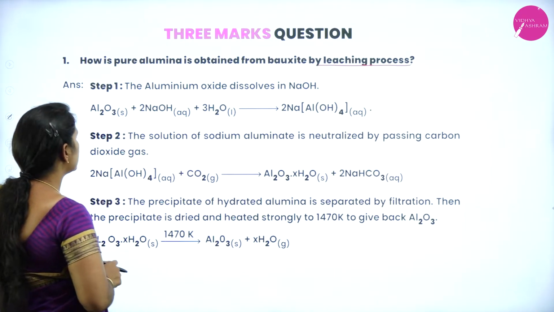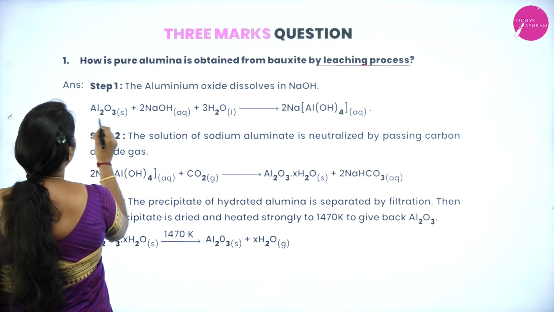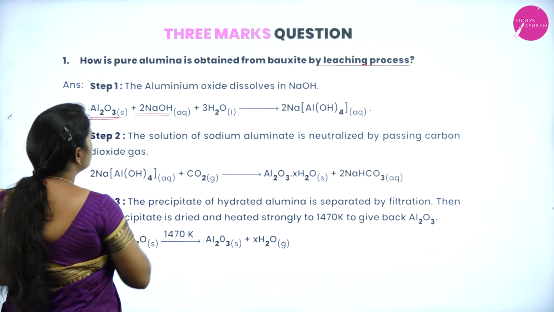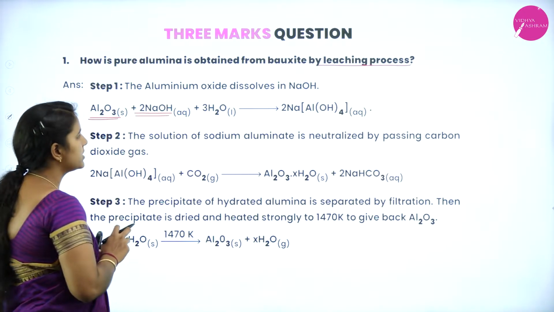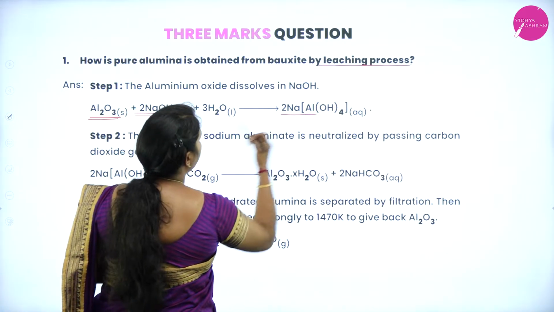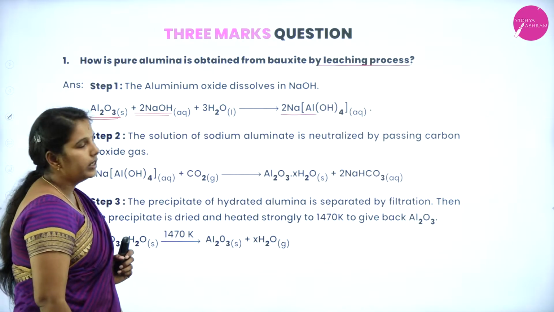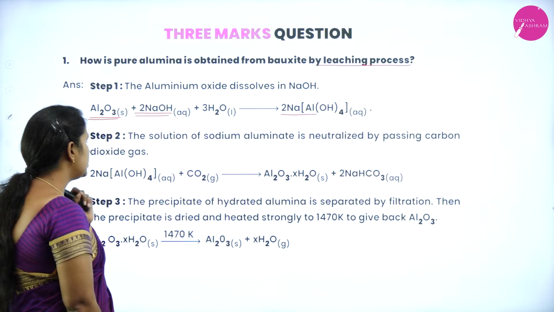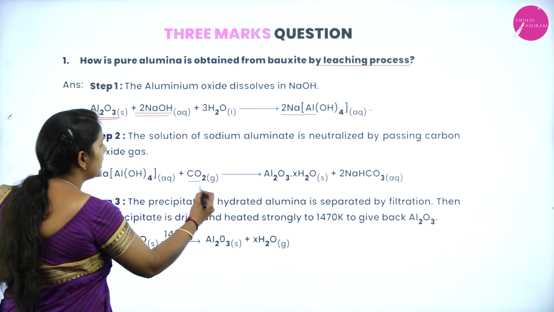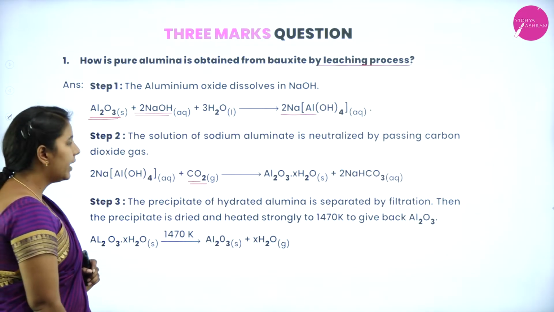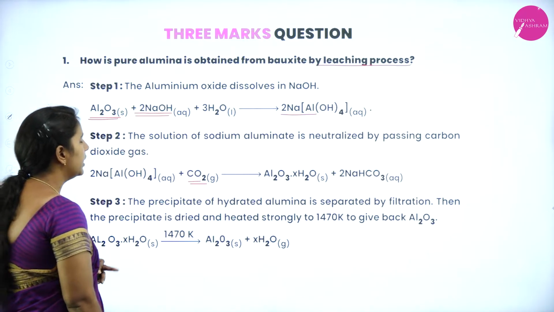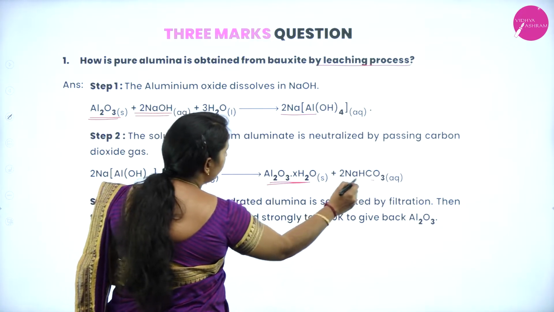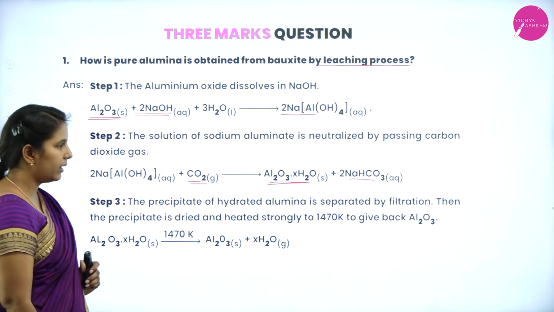The first sentence is you need to say that the ore of alumina, which is nothing but bauxite ore, is treated with the suitable reagent known as sodium hydroxide to form sodium aluminate. To form what? Sodium aluminate. Later, in step 2, the solution of sodium aluminate is treated with, or neutralized by, carbon dioxide to form hydrated aluminium oxide with the formation of sodium bicarbonate.